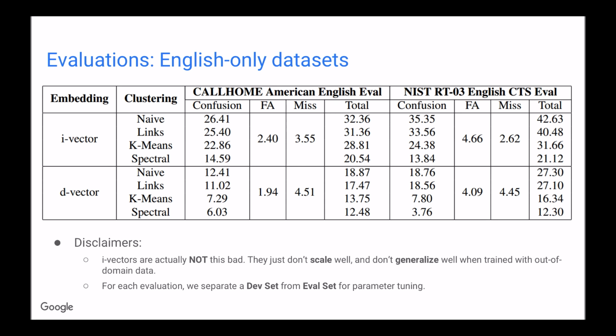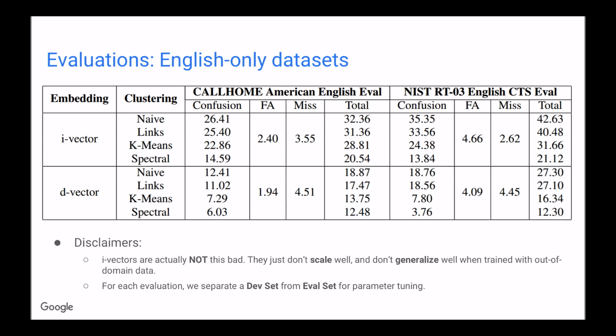So here are our results on the 2 English-only datasets. Some quick conclusions. Offline clustering has significantly better performance than online clustering. Links online clustering is better than naive online clustering, and spectral clustering is better than k-means. Also, D-vectors are much better than I-vectors.